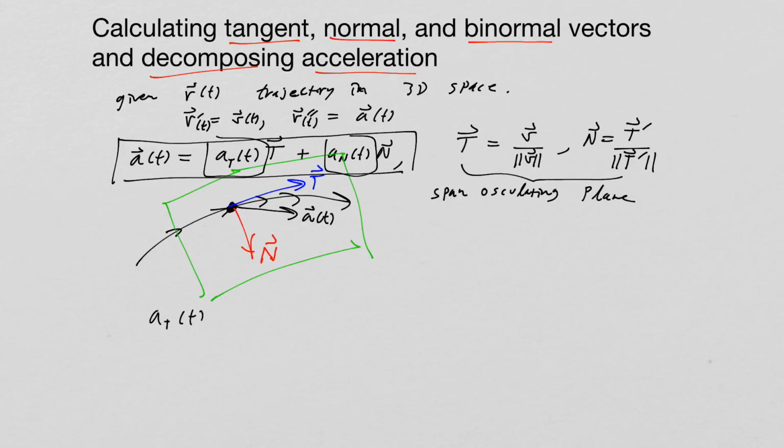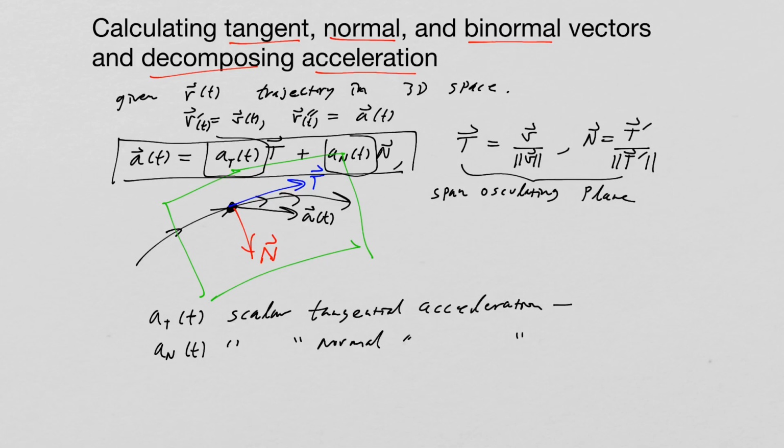All right, so let's just do an example of how to find these two things. So AT is the scalar tangential acceleration. So it's a scalar function that tells you basically the tangential component of acceleration, and an is the scalar normal acceleration. All right, so this is really about the throttle. I always call this the throttle or the brake. Okay, and I think of this as turning.